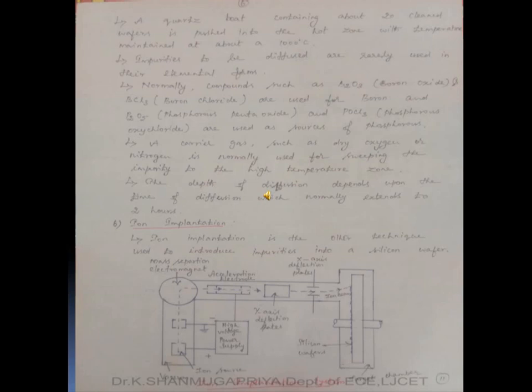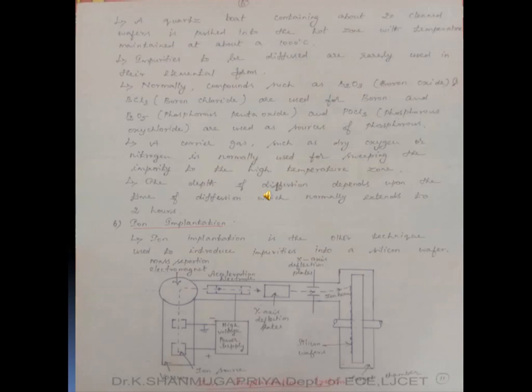A carrier gas such as dry oxygen or nitrogen is normally used for sweeping the impurity to the high temperature zone, and the depth of the diffusion depends upon the time of diffusion, which normally extends to 2 hours.